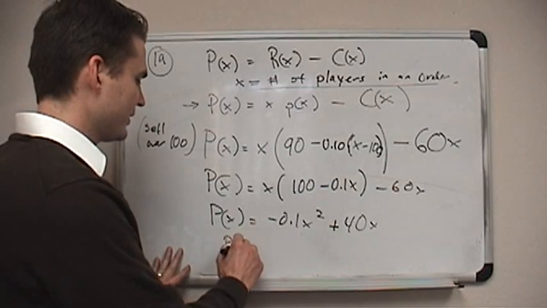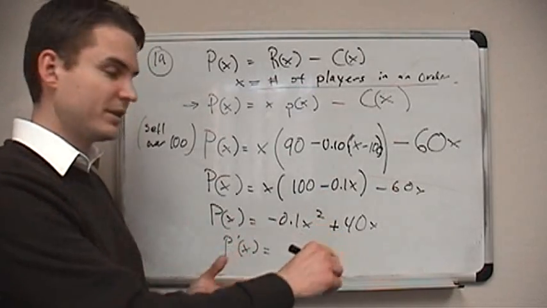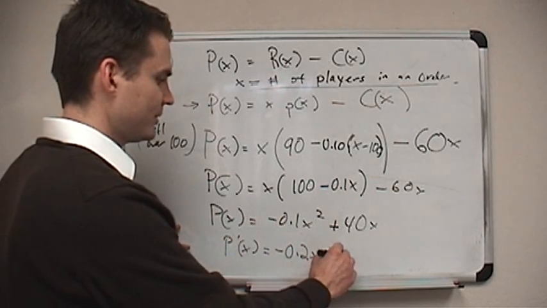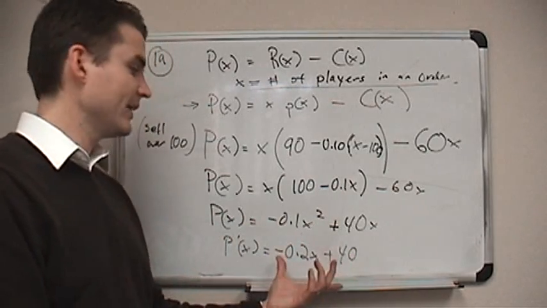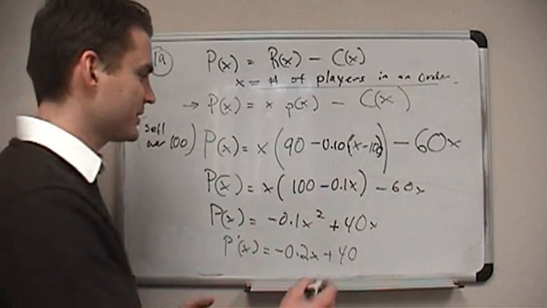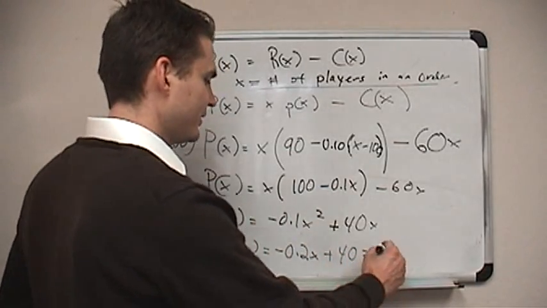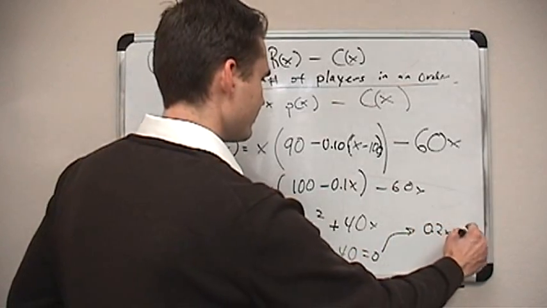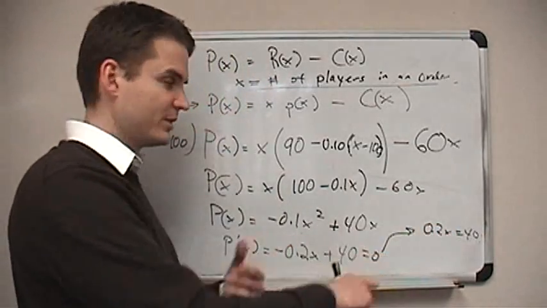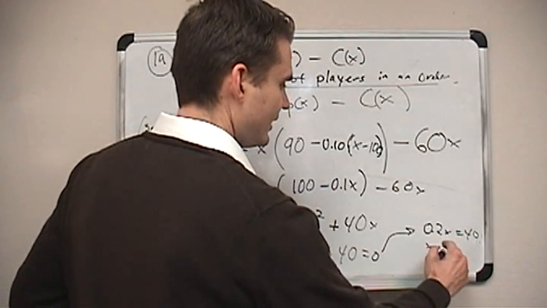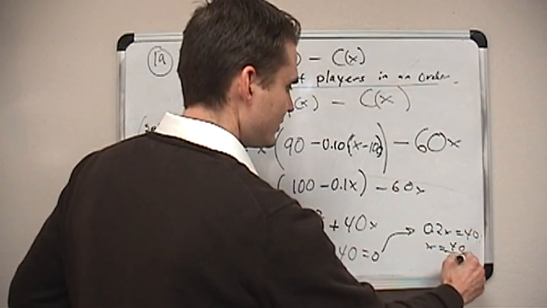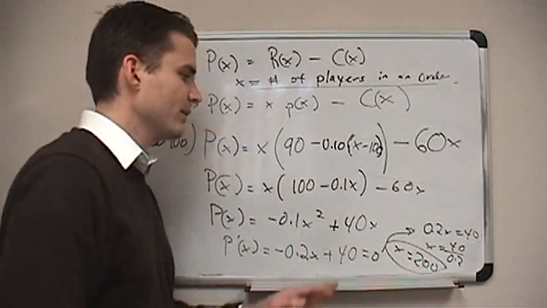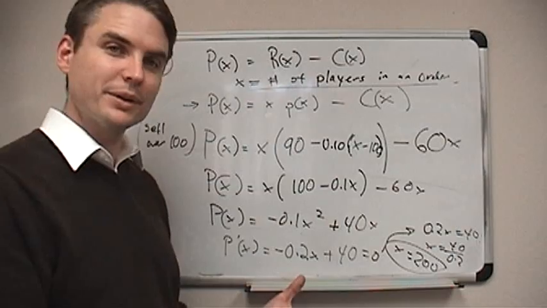If we look for the critical numbers of this function, we just take the derivative, and we get negative 0.2 times x plus 40. That's our derivative. We set it equal to 0, looking for those critical numbers. And it looks like we'll get 0.2x equals 40. Just add the negative 0.2x to the other side. x equals 40 over 0.2, which is 200. So when we sell 200 units, we have a critical number here.